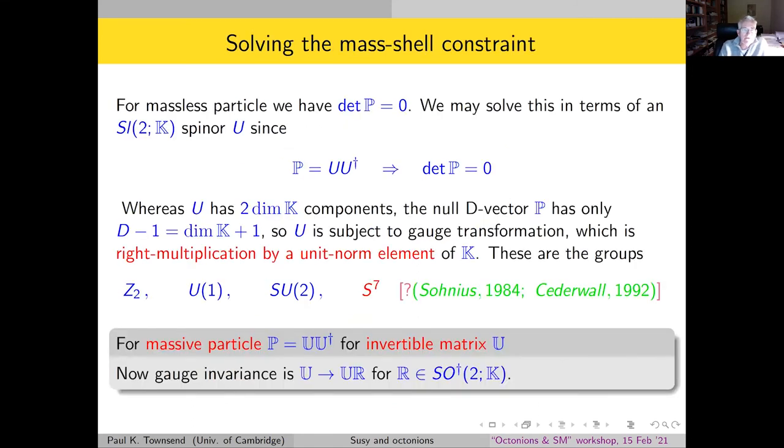Now, the nice way of solving it is in terms of an SL2K spinor. The determinant of P has to be zero. So if you write P out as UU dagger in terms of spinors, plus other similar terms, you need at least two such terms to get a non-zero determinant. If you just have one, then essentially it's singular, and so the determinant is equal to zero. So you can solve the constraint, the Maxwell constraint in this case, simply in terms of a single spinor.